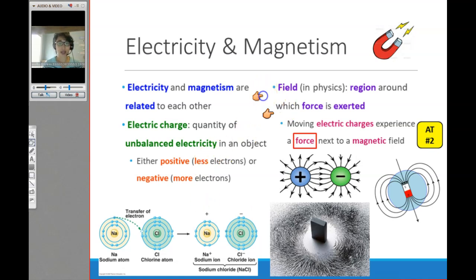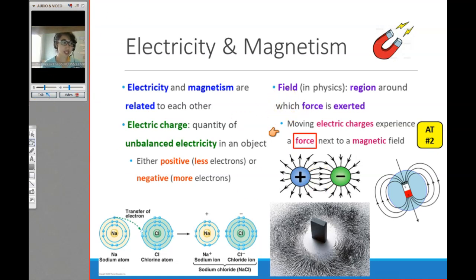So the crazy thing about this is that electric charges are going to have an electric field around them. But electric charges can actually also experience a force if they're next to a magnetic field. That's kind of crazy to think about, because we're going to see today that electricity and magnetism are very interrelated. So if you do something with one, it's actually going to affect the other. Give me a thumbs up if that's starting to make sense.